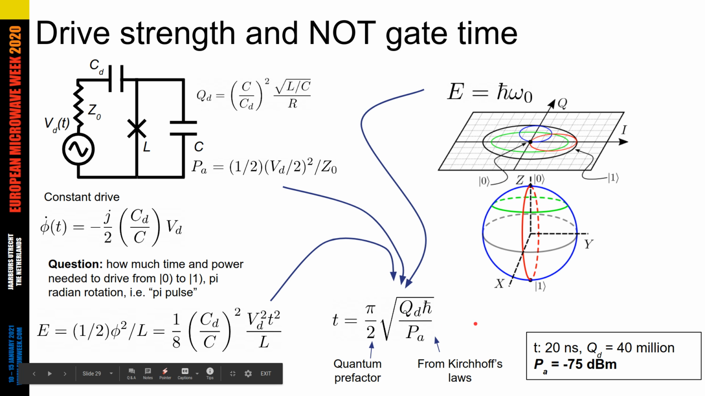Putting in practical numbers, we typically want a gate time of about 20 nanoseconds, and we'd like the drive Q to be around 40 million, and so you get that you need an available drive power of around minus 75 dBm.